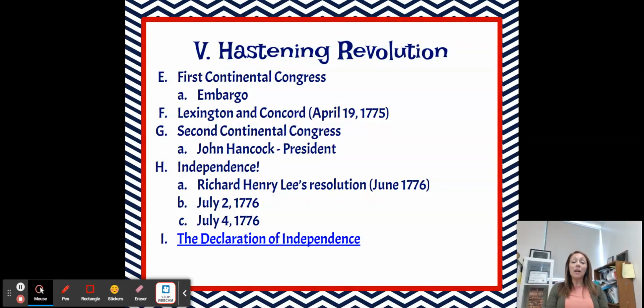Then the Declaration of Independence, we're going to do some stuff on this in class, but I do want you to know that there are three main parts of the Declaration. The first part is the statement of principle. The second part is the list of grievances. And the third part is the conclusion, or the here's what's happening based on the declaration.